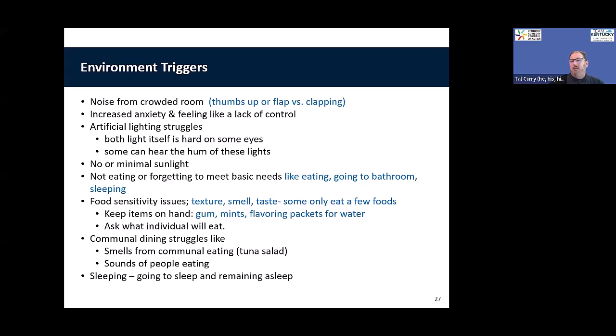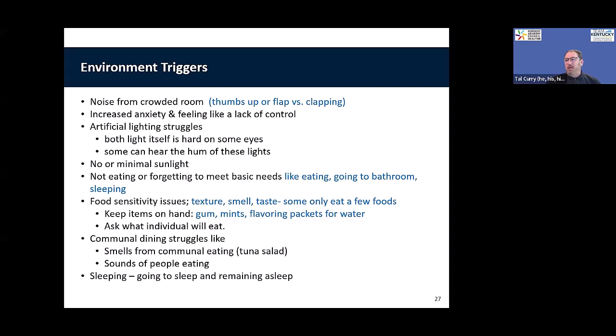We have to remember that meeting or forgetting to meet basic needs can sometimes be an environmental trigger because of executive functioning issues. Some autistics sometimes forget to meet their basic needs. So going to the bathroom, eating, sleeping, some food sensitivity issues, texture, smell, taste. Some only eat a few foods. Sometimes I hear stories about kids. It's a celebration in a family when a child's got 10 foods that they will eat in early childhood. I know a teenager that has a lot of struggles, and they have him up to 50 foods that he now eats. So thinking about that, there's a lot of triggers.